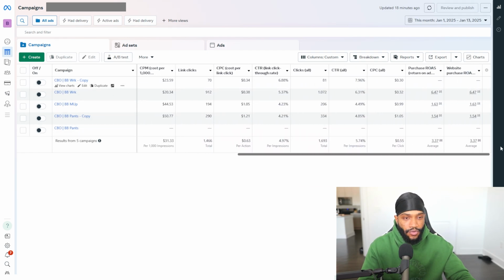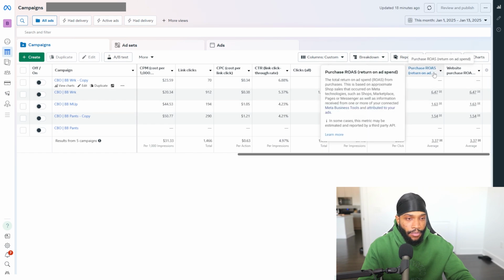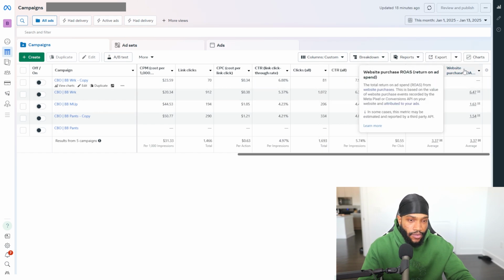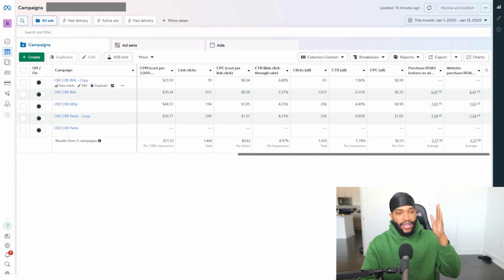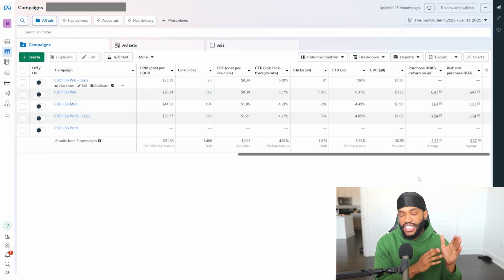Now, with that being said, if you go to the far end, you will see purchase return on ad spend or website return on ad spend. In this particular case, we have a 3.37 return on ad spend, which is really good. That means for whatever I spend on ads, I get 3 times that in return.